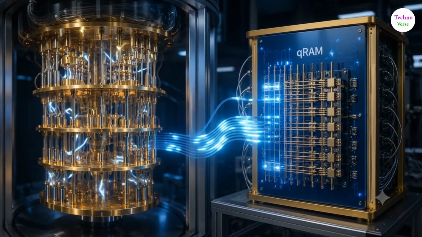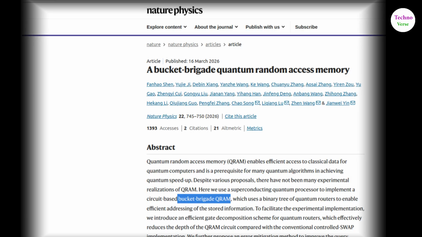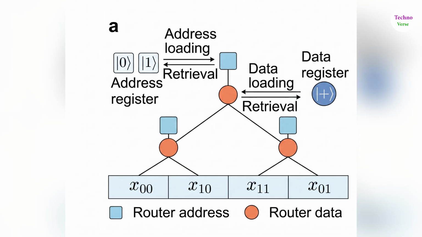According to the study published in Nature Physics, researchers designed the qRAM based on a bucket brigade architecture. Memory addresses are accessed through a binary tree structure, similar to a decision tree made up of quantum routers. These routers direct queries coming from the processor through branching paths to locate and retrieve the binary information efficiently and, crucially, simultaneously.